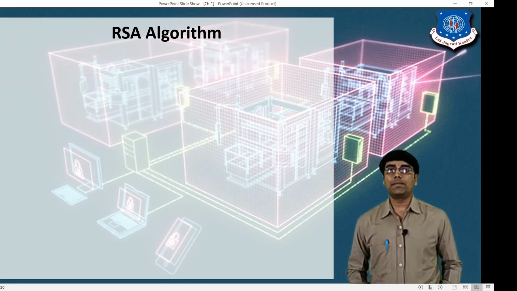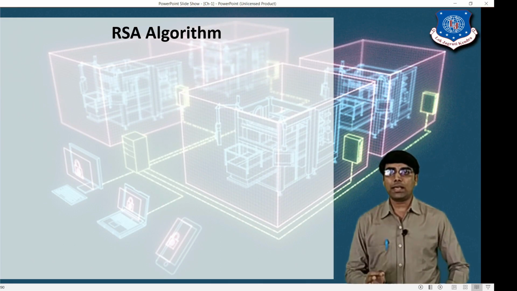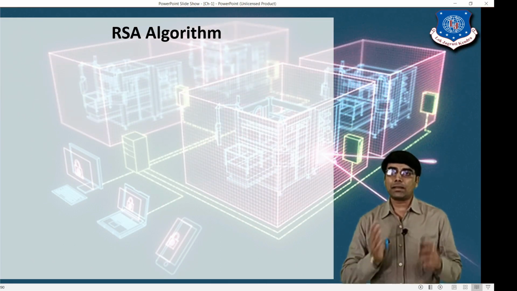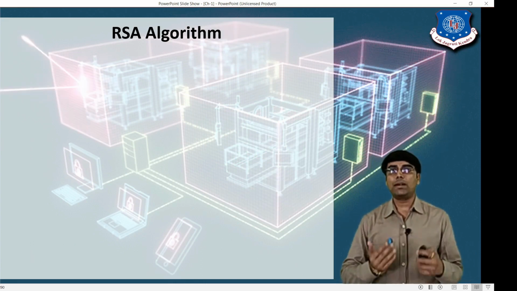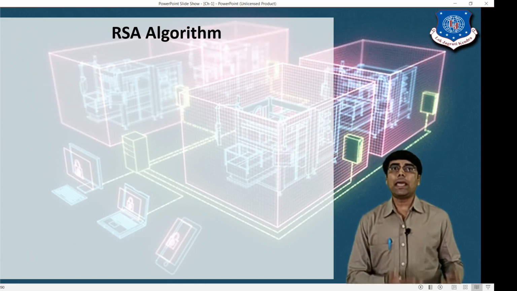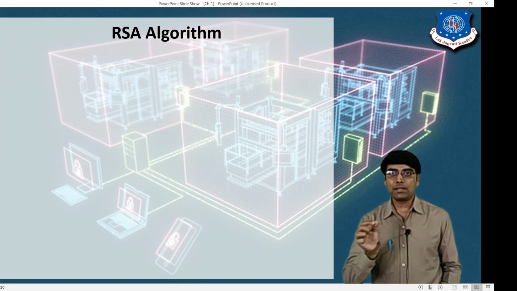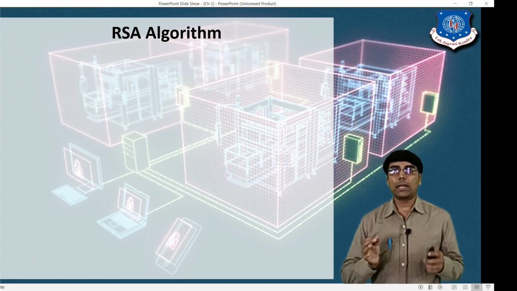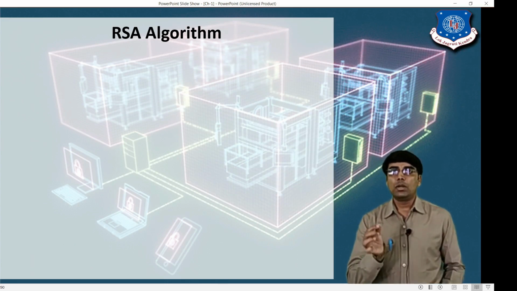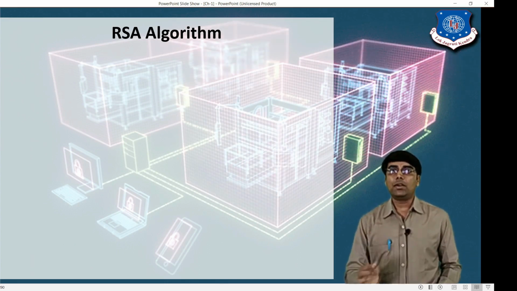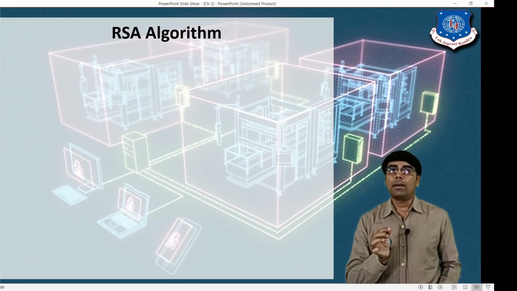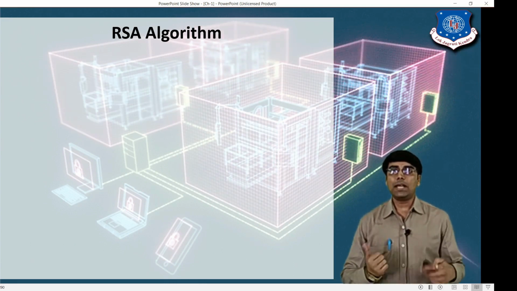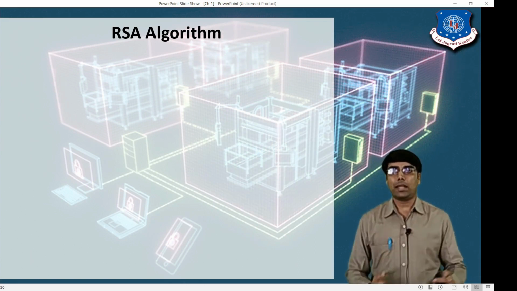In symmetric encryption, we are using one key for encryption and decryption. But there is a drawback. To overcome that drawback, we are using asymmetric encryption. The drawback of symmetric encryption is that if the attacker or cryptanalyst knows the key, then he or she will find the message. So to overcome this problem, we are using asymmetric encryption.